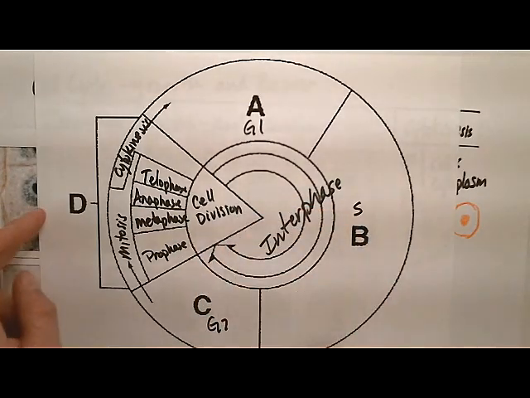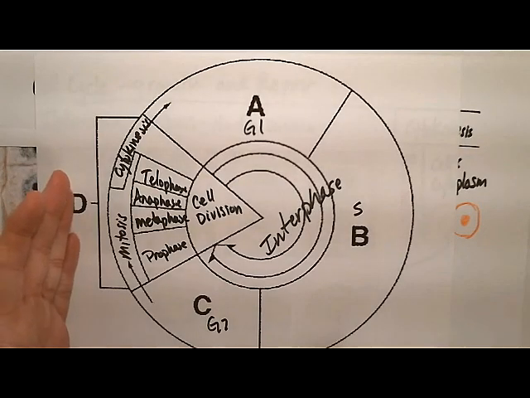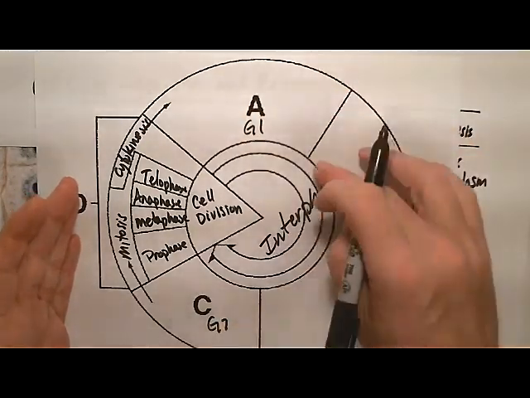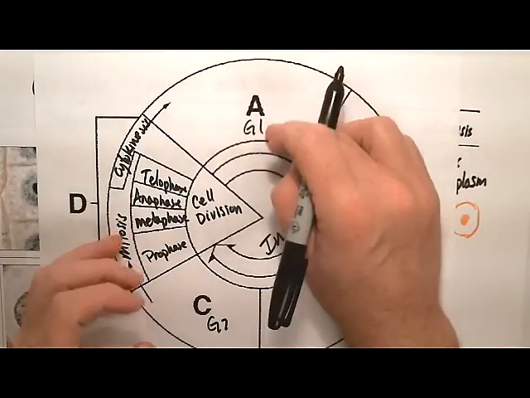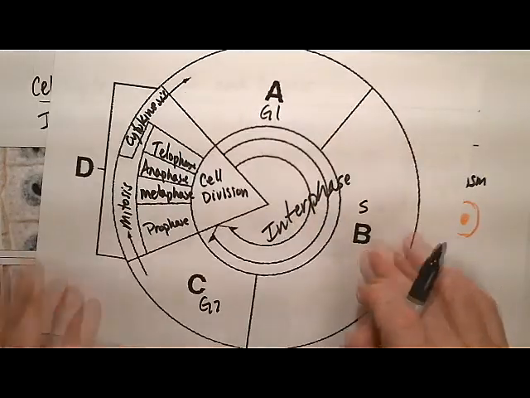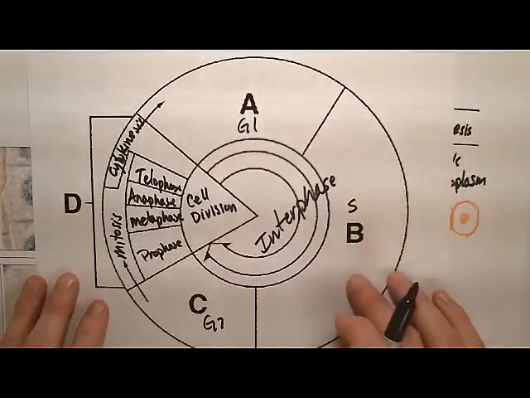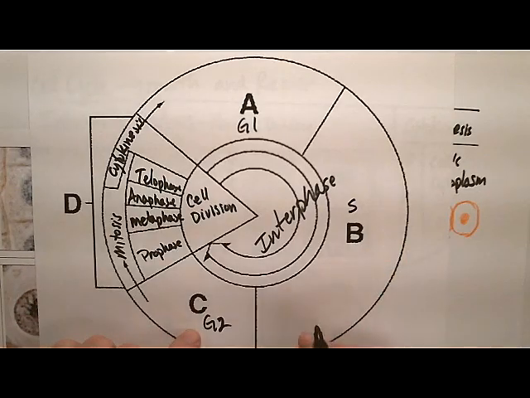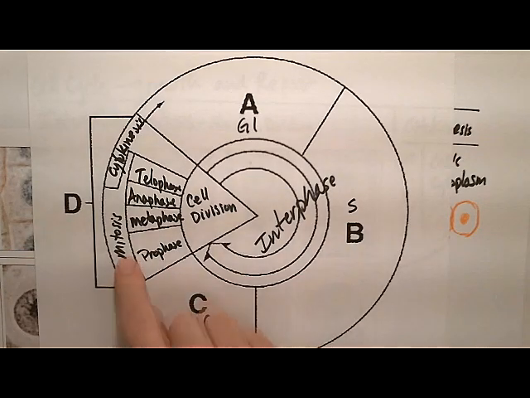Okay, so D is going to actually be that cell division, where A, B, and C are your interphase part, with A being gap 1, B being the S phase where the DNA is replicated, and C being gap 2. Then we start our process of cell division, divided up between the nucleus dividing, mitosis, and then the cytoplasm and organelles dividing, which is cytokinesis.